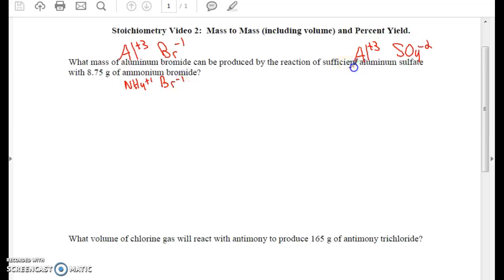Now, this word sufficient, don't let that confuse you. It doesn't really change how you do the problem. What it's saying is you have two reactants in here, aluminum sulfate and ammonium bromide. I only give you the mass of the ammonium bromide, and that's really the only mass you need for this. The sufficient is getting into what's referred to as limiting reactant.